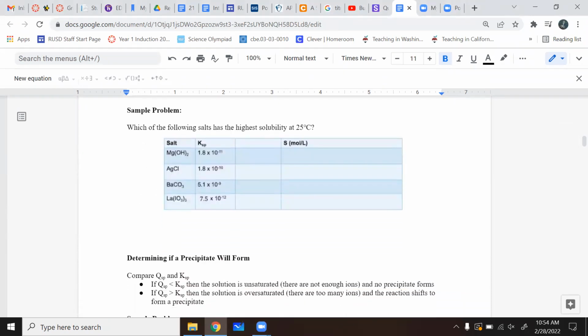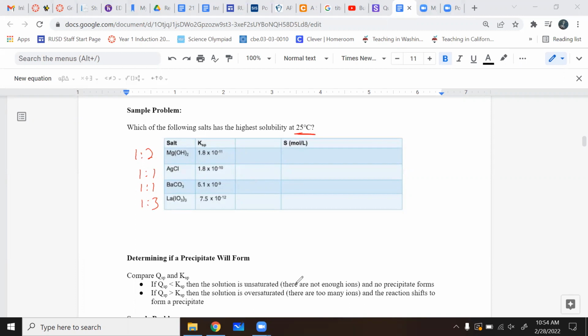We have another sample problem. Which of the following salts has the highest solubility at 25 degrees Celsius? This temperature really is just telling you that these different salts are not at different temperatures. When they are all at the same temperature, we can go ahead and do our math and not worry about any changes in temperature. Our first step for this problem should be to identify our ratios of cation to anion. So magnesium hydroxide has a 1:2 ratio. Silver chloride has a 1:1 ratio. Barium carbonate has a 1:1 ratio. And finally, this last funky looking one has a 1:3 ratio.